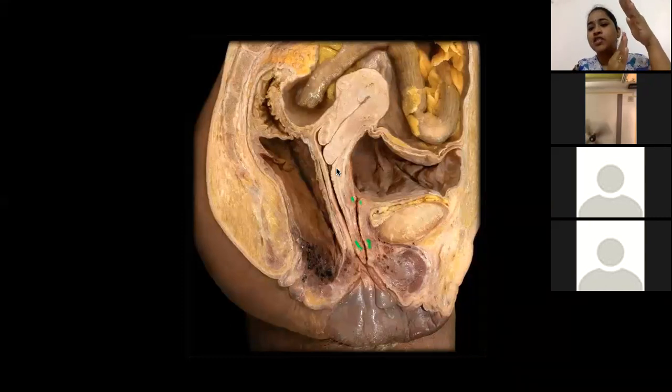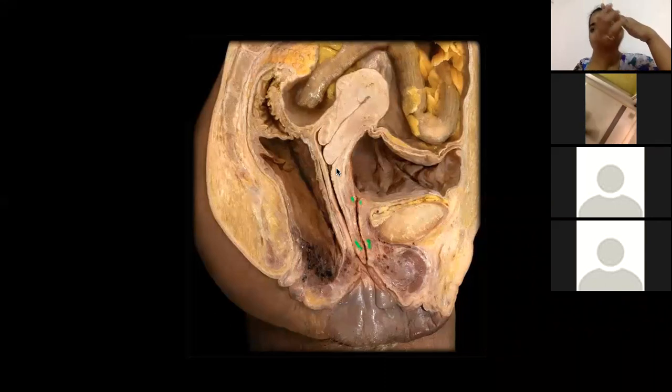So let's say this is the vaginal cavity, this is the uterus. Here the vaginal cavity is going backwards and upwards, whereas the uterus is falling forwards and downwards. So there is an angle here. This is called the angle of anteversion.